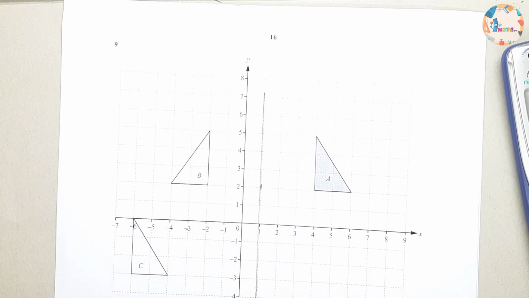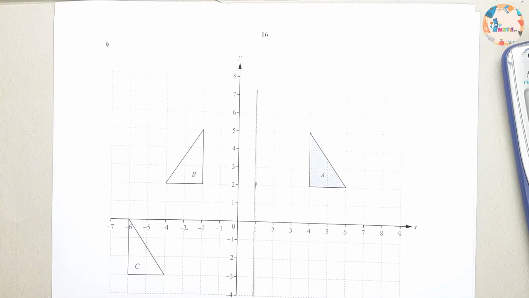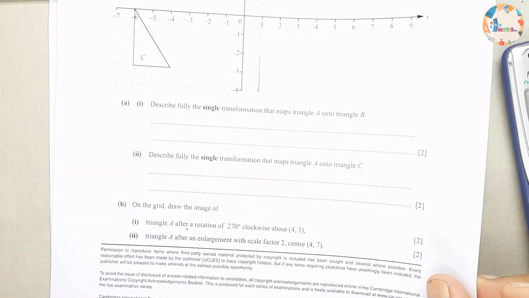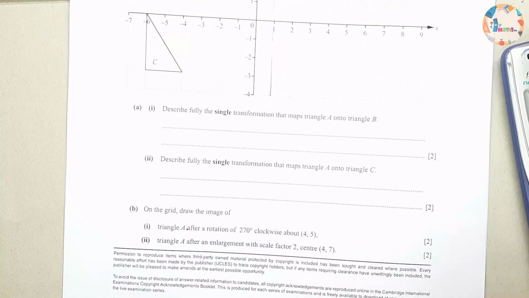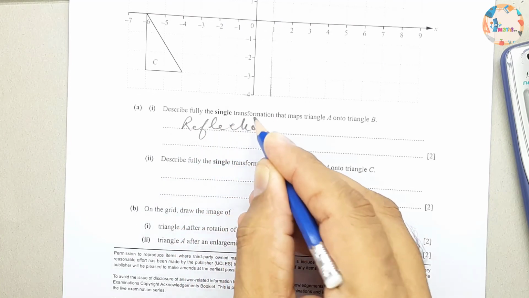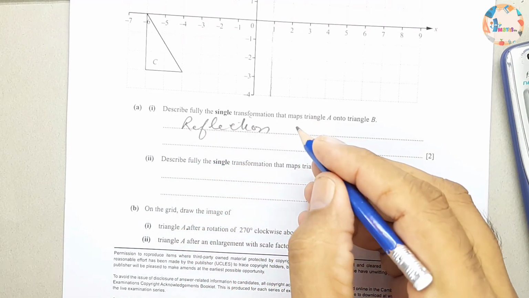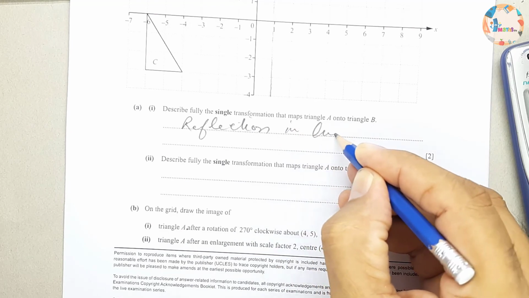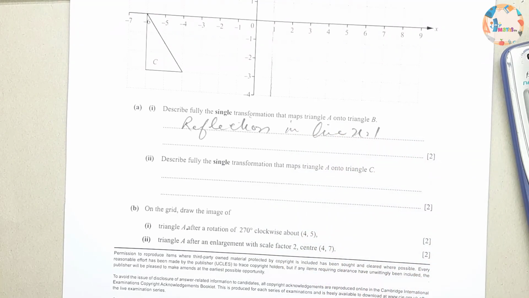So we can write here the answer. I'll move the page so that you can see properly. So here this is reflection. So we'll write reflection in line x is equal to 1.